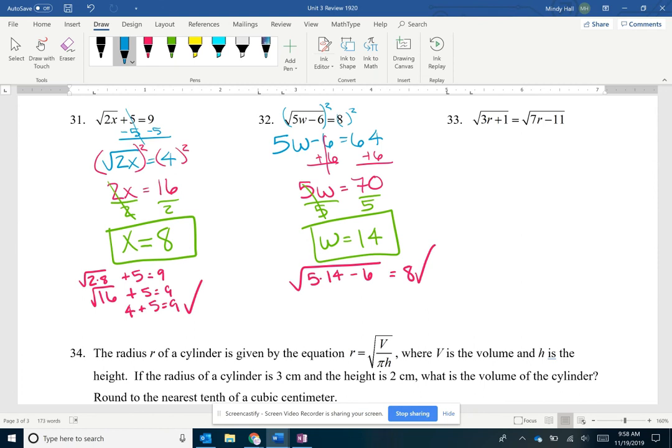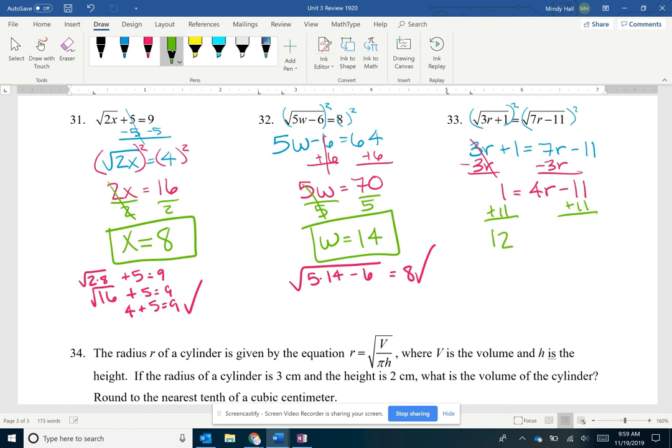So then with this last one, again, both of these radicals are already by themselves, so don't overthink it. You're just squaring. When you square it, you get 3r plus 1 equals 7r minus 11. And so then you're going to just solve the equation. Personally, I would subtract the 3r first so that I can have positive r's on one side by themselves already. Then I would add the 11. So I have 12 equals 4r. And then last but not least, I would divide by 4 so that r equals 3.